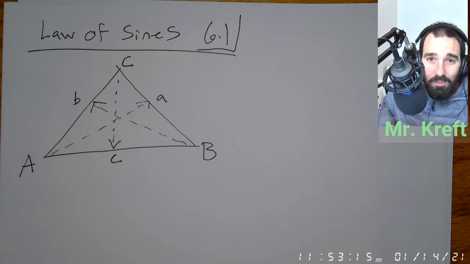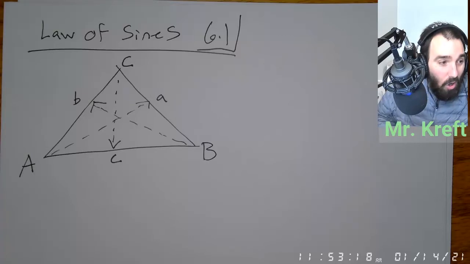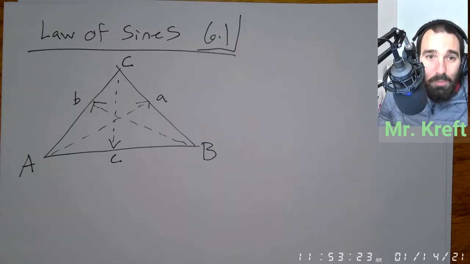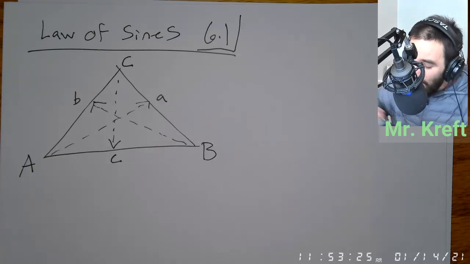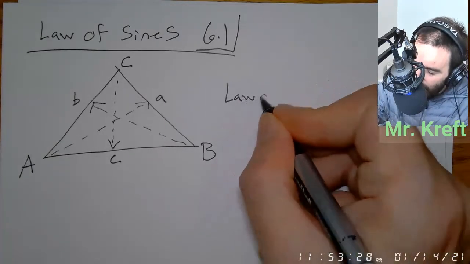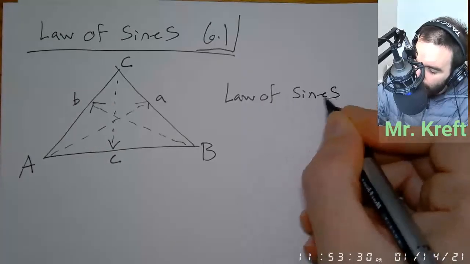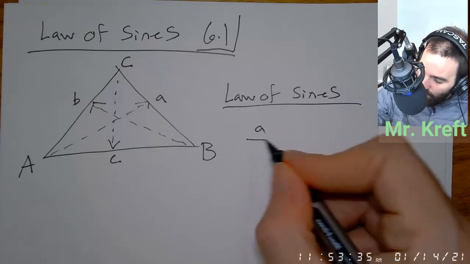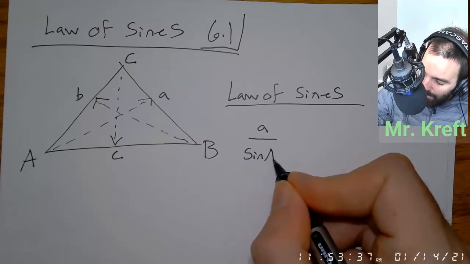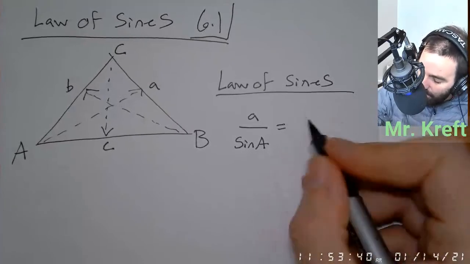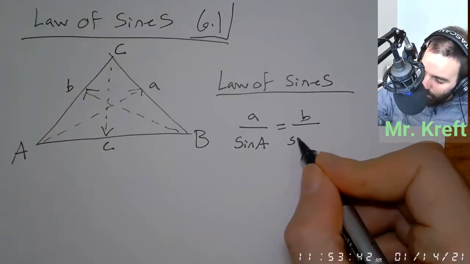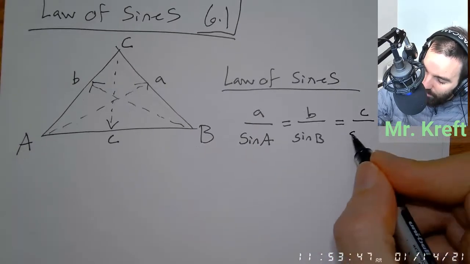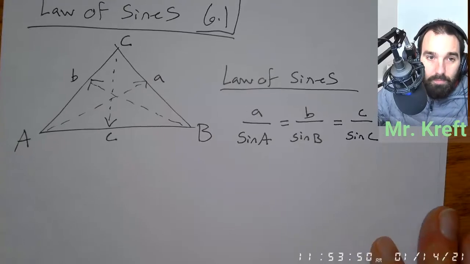Okay, we're going to spend 2 days on this. All you're doing today is using law of sines to find missing angles. It's going to be really easy. Okay, law of sines is this: side a over sine of angle A is equal to side b over sine of B equals side c over sine of C.